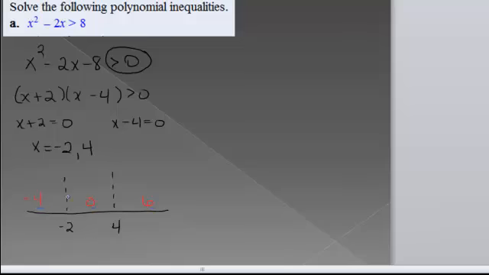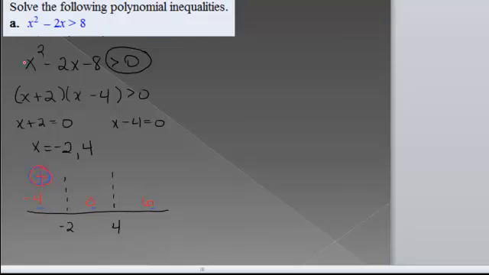So let's plug in a -4. If I plug in a -4, I will have -4 squared minus 2 times -4 minus 8. It gives me 16, but I really only care about the sign. It will be positive. I think I need a different color, don't I? There we go.